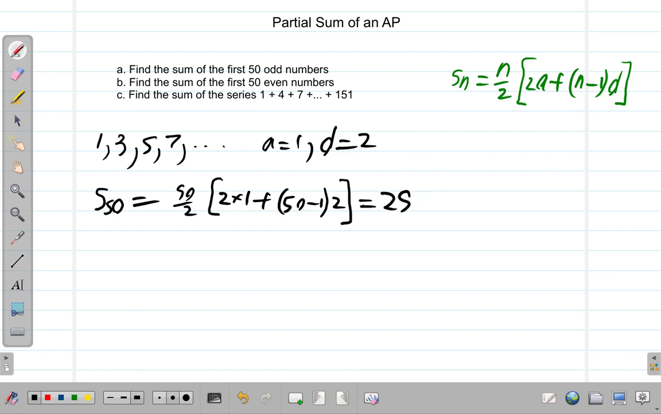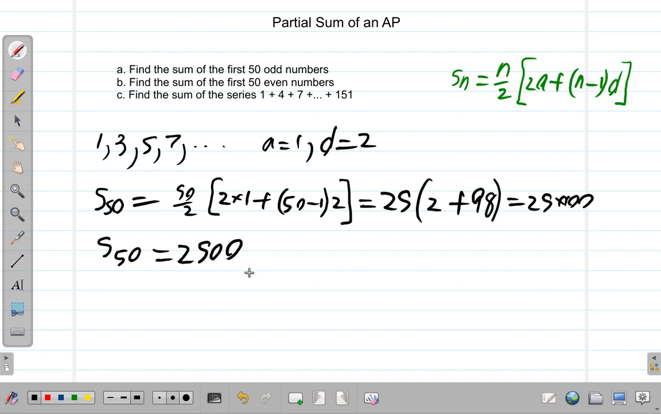which gives you 25 times 2 plus, and this will be 50 minus 1, which is 49. And you have 49 times 2, which is 98. So 2 plus 98 is 100. So 25 times 100. Here, the sum of the first 50 odd numbers would be 2500. Alright?